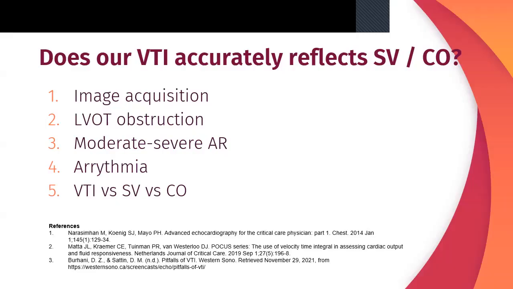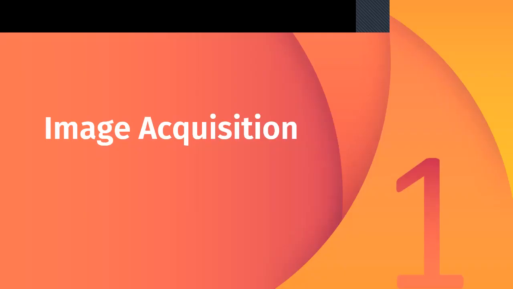Right. Now, a couple of papers are written to address this issue. Even our VTIs, what are the issues of getting a good VTI, and does a VTI accurately reflect the patient's stroke volume or cardiac output? All right. Okay. Now we go through 5 things here. Just bear with me, right? Now, first things first, image acquisition. I'm learning too, so don't ask too many questions, right?